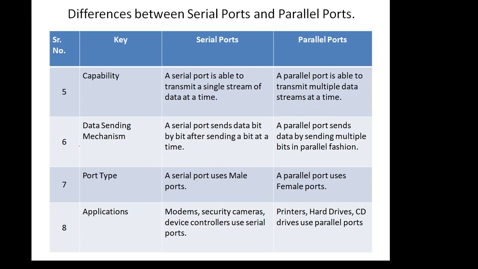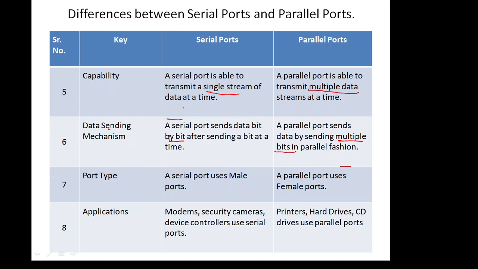Next one is capability. A serial port is able to transmit a single stream at a time. So one bit at a time. Here we can transport multiple data at a time in parallel ports. So data sending mechanism. What is the mechanism that we are going to use in the serial ports? A serial port sends bit by bit. Bit by bit mechanism we'll be going to use in this serial port. But when it comes to the parallel port, multiple bits in parallel. So that is the mechanism we'll be going to use in the parallel port.